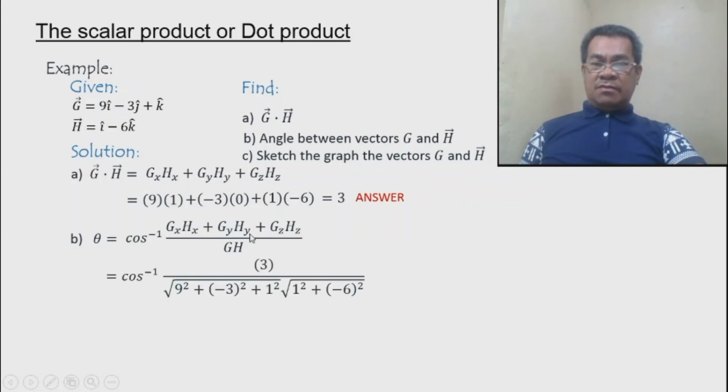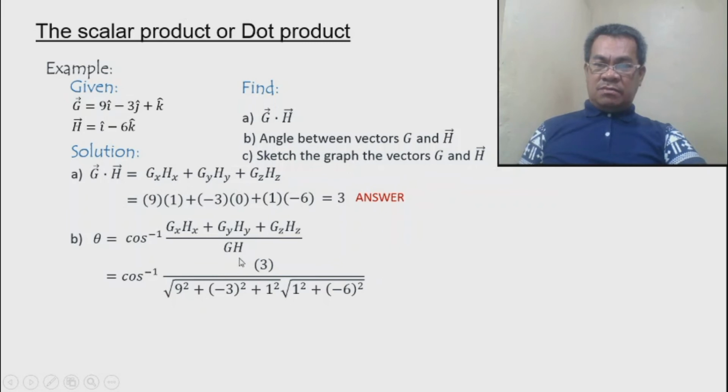So all you need to do, by the way, no need to evaluate this one because we already calculated it here. So substitute it here. Take the square root. This one is the magnitude of G. Do not forget the formula. 9 squared, I include the negative again. Okay na? 3 squared and we have 1 squared. This is the magnitude of G.